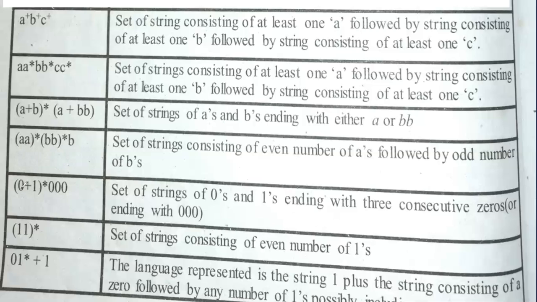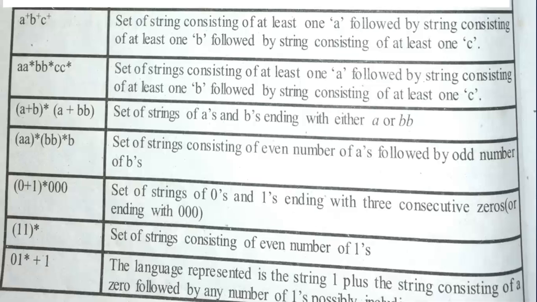Then later, (0 plus 1) whole star triple 0: the set of strings of zeros and 1s ending with 3 consecutive zeros, or ending with triple 0. Then (11) whole star: the set of strings consisting of an even number of ones. If it occurs zero times, or once, double 1, or twice, 4 ones, it is even. Then (1) whole star plus 1 we are having.